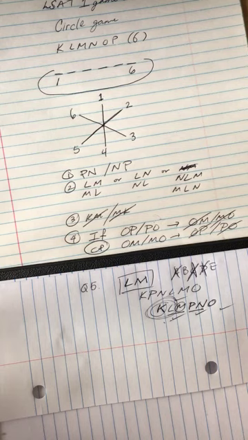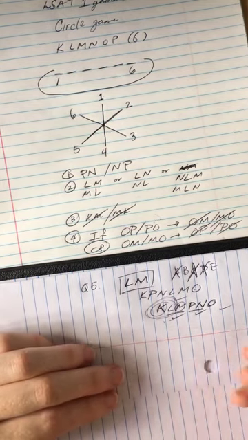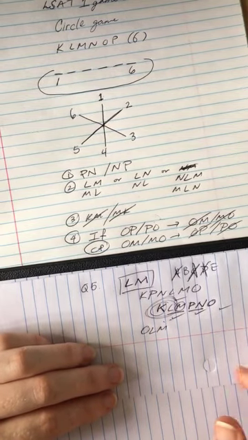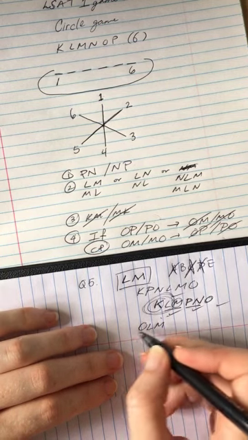So B only has K and N, whereas E has K, N, O, and P. So we just have to test to see if either O or P could be included, and then we'll know which answer is correct. So let's test O, and there's no rhyme or reason to me doing that.